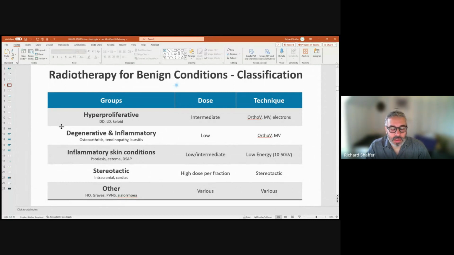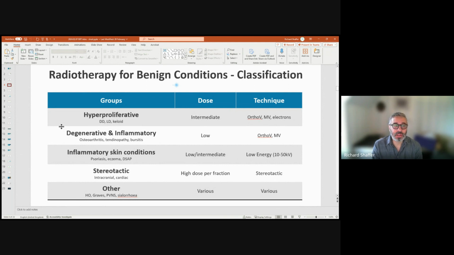All right. So I was just saying that it was introduced as being radiotherapy for benign tumors, but in fact there are lots of conditions that are not tumors. But if we just go through the categories one by one. So the first category is hyperproliferative. So essentially, the way I describe this to patients is that it's overgrowth of benign tissue.